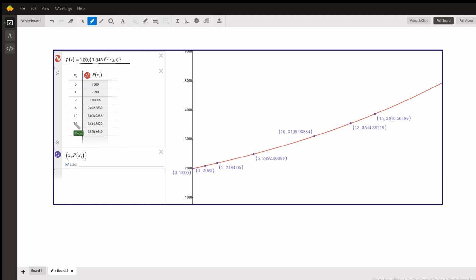And if we look right here, there's what we get if we put 13 in for t. 3,544.39, round to the nearest whole number, 3,544. Okay, so you can see that we started at 2000. For 1 year, up to 2090, and you can see it's growing exponentially.